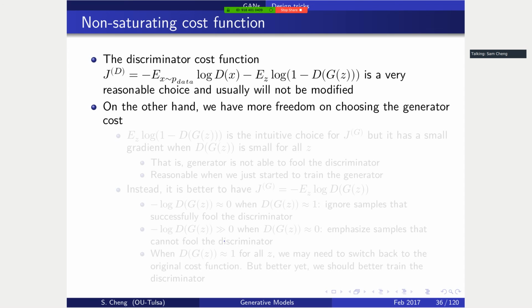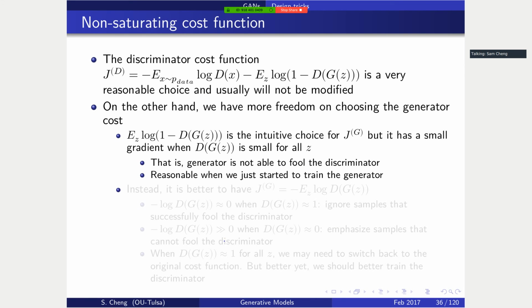Now look at the generator. For the generator, we said that we have a cost function that is just equal to the negative value of the discriminator cost function. But of course we can skip this term because it doesn't do anything. So therefore I have the generator cost equal to this term here.